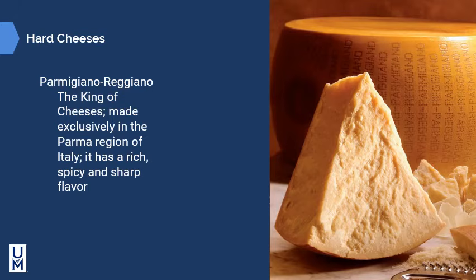And Parmigiano Reggiano, the king of cheeses, is made exclusively in the Parma region of Italy. It has a rich, spicy, and sharp flavor. This is the cheese that is considered the grandfather of all cheeses in Italy. It was often used in Roman times to feed the Roman centurions, along with things such as bread and prosciutto.